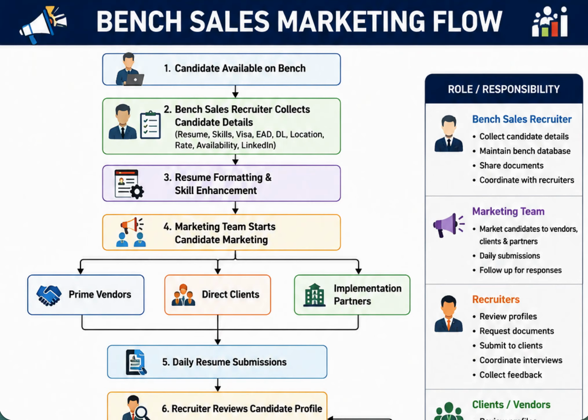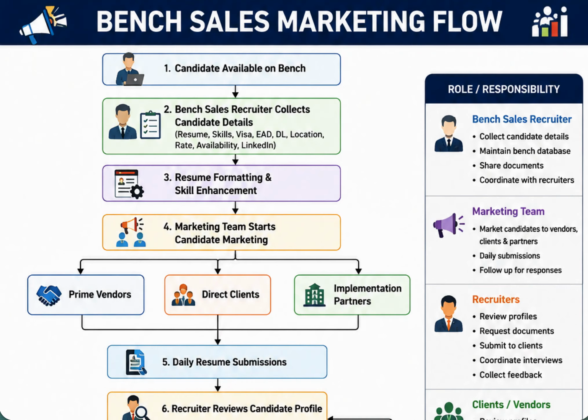So we'll start with the first point, that is candidate available on the bench. What does it mean? It means you should have candidates to market, like .NET, Java developer, iOS developer, different kinds of skill sets. And if you have those candidates, you can start their marketing to get the job.